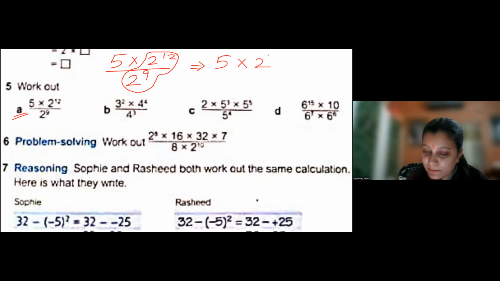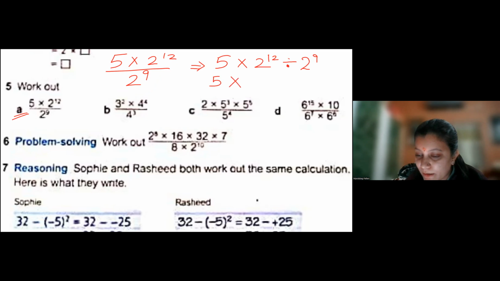Wait. Let's do it again. First of all, it was 5 multiplied by 2 to the power 12. And if we bring this 2 to the power 9, it's in division. So we can write it like this, divided by 2 to the power 9, right? Then the next step will be 5 multiplied by, now the value for this one will be how much? 2 to the power 12 divided by 2 to the power 9. Bases are same, operation is division, powers will be subtracted. Yes or no? So we'll get 2 to the power 3, no? Yes.